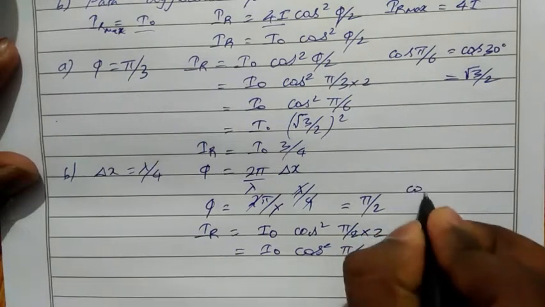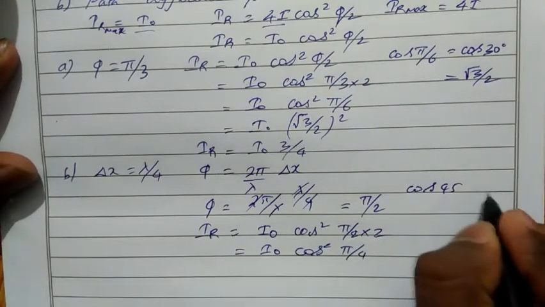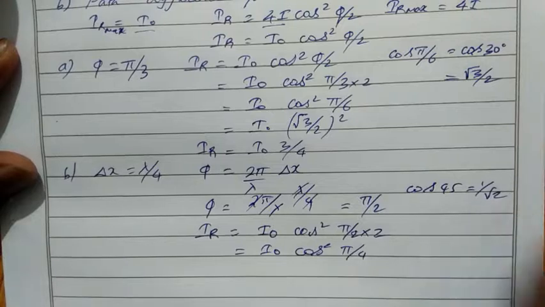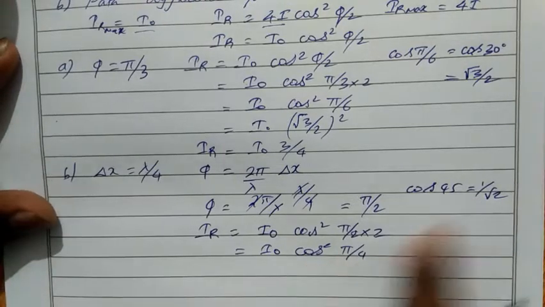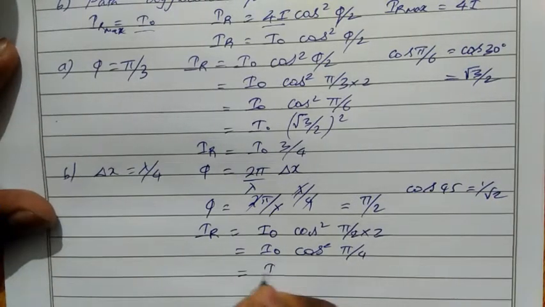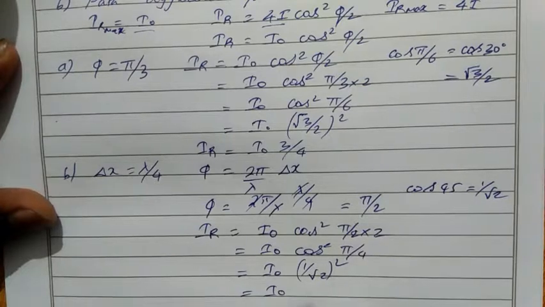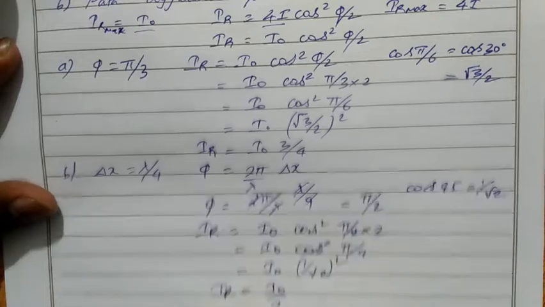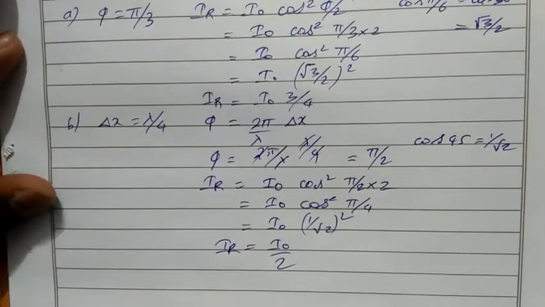So cos 45 value is 1 by root 2. Instead of cos 45 I substitute 1 by root 2. So we have cos square here, 1 by root 2 whole square. We will get I naught by 2. So this is our maximum intensity. Clear?